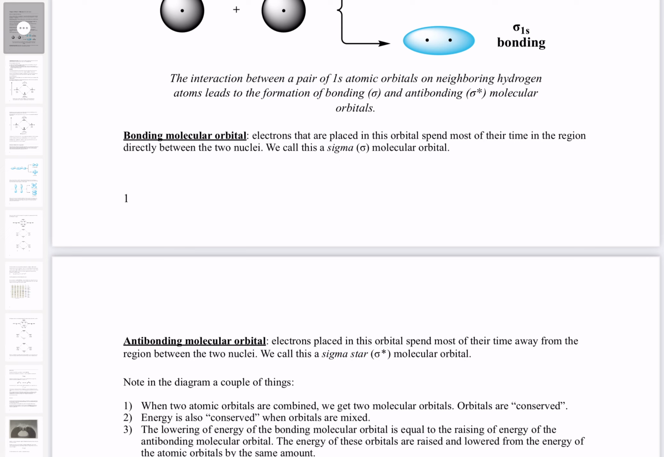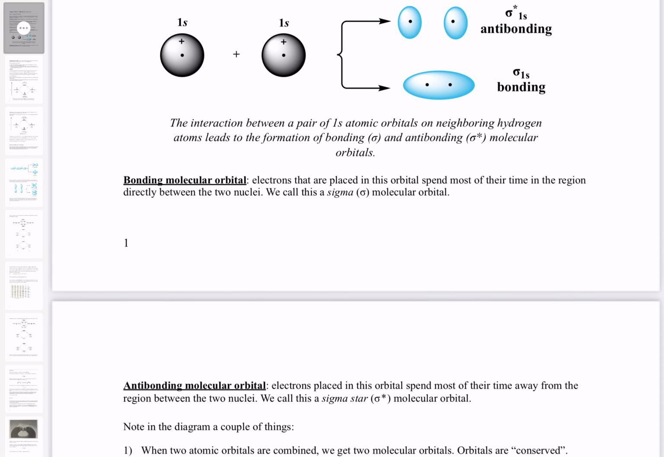Okay? So if we're having trouble wrapping our brains around that, just think of it this way. Bonding orbital: lower energy, favorable. Anti-bonding: higher in energy, does not want to bond. So it's unstable. So it's a destabilizing orbital. So electrons don't like to stay there.